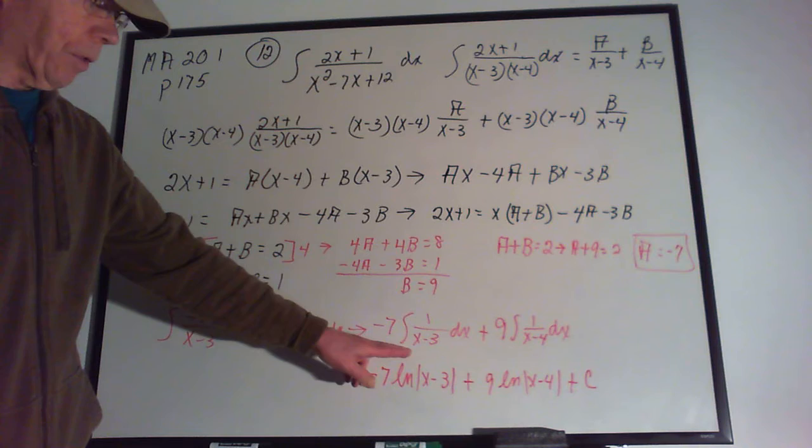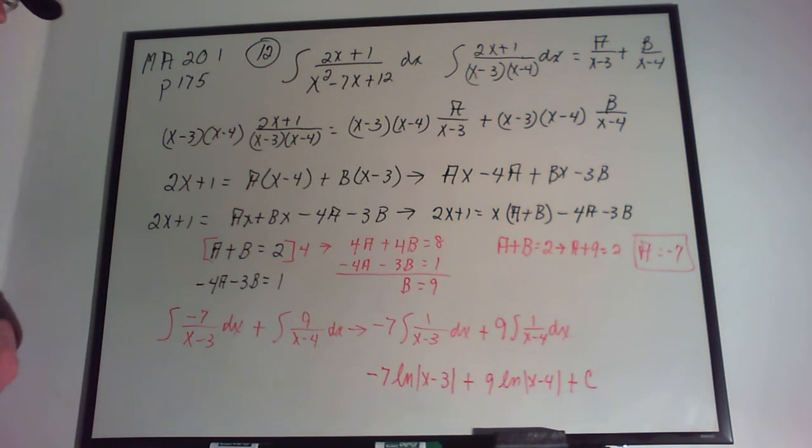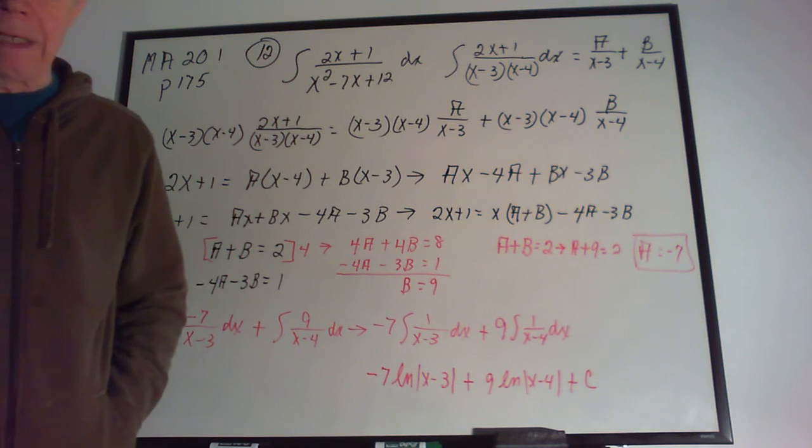I integrate it, I'm going to get negative 7 times the natural log of the absolute value of x minus 3 plus 9 natural log of x minus 4 plus C.